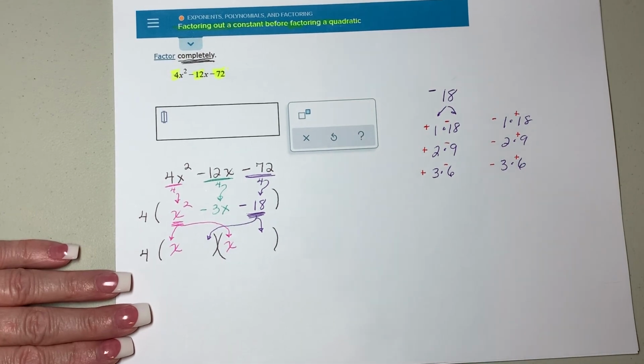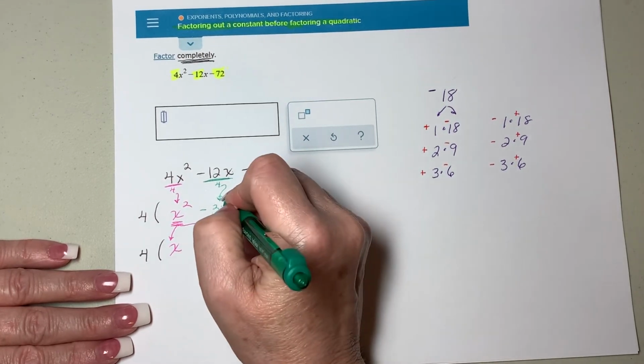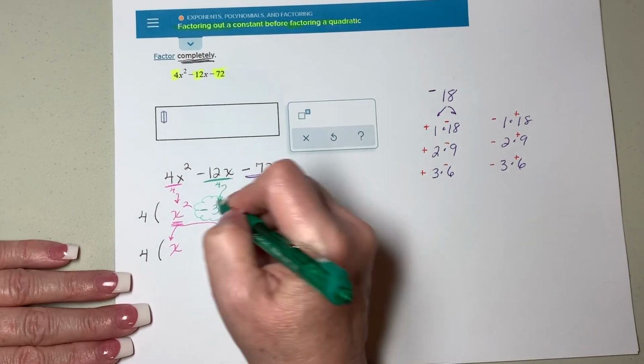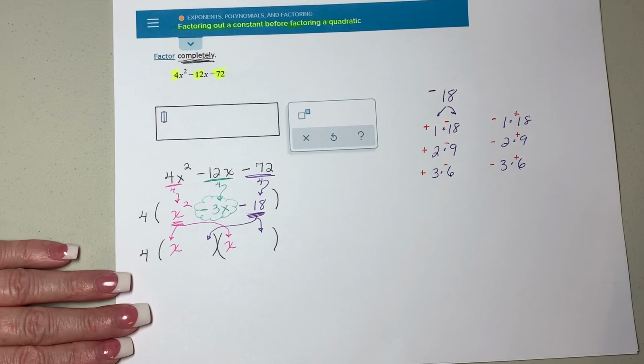But I need the pair that will give me a middle term of -3. And that pair would be, drum roll please.